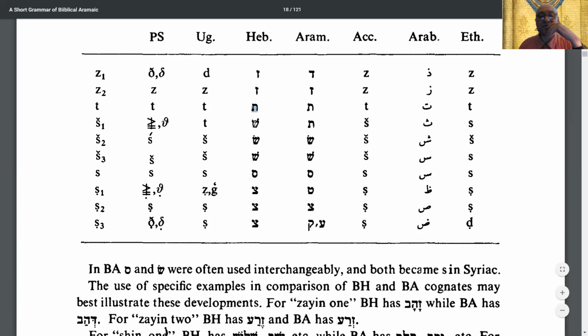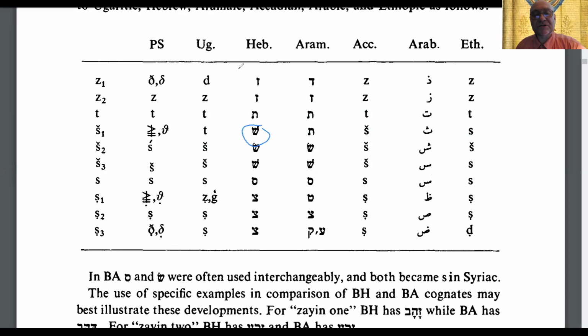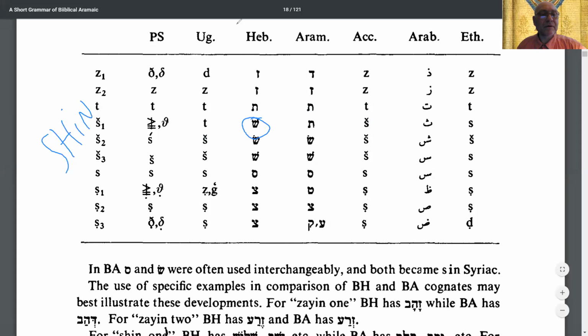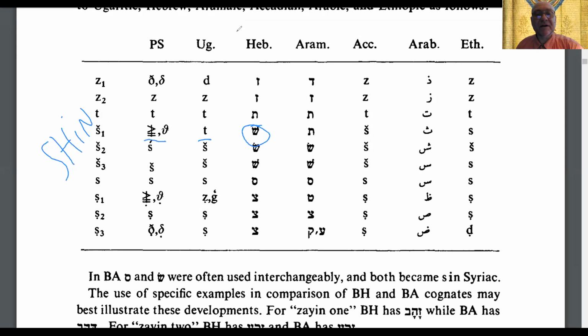Here's a sheen here, if I could get it to properly identify it. I guess I'll have to use my pen. We've got a sheen right here, S-H-I-N. But in Ugaritic, it's a T sound. Proto-Semitic, not sure what they've got there. Aramaic, it's more of a T sound too. Isn't that something?